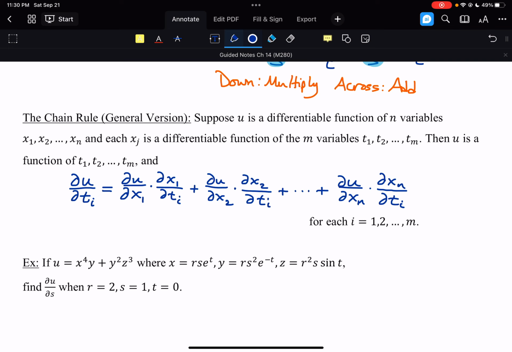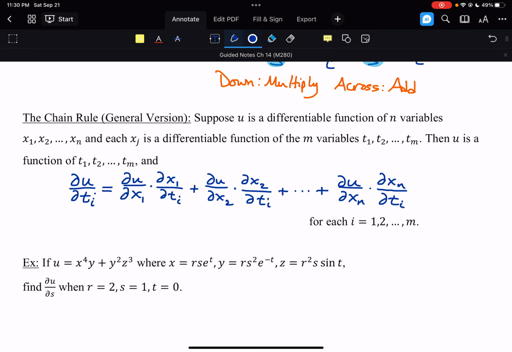So I know it looks a little bit more complicated because of all of the different variables, the subscripts, all of this kind of stuff. But basically, u is taking the place of z. That is the outermost function, right? And we had examples where z was a function of x and y. That would be these intermediate variables here. So that's x1, x2, x3, all the way through xn. Those are the intermediate variables. And all of the t's here, t1, 2, 3, all through m, those are the independent variables. So they're like s and t in the previous example.